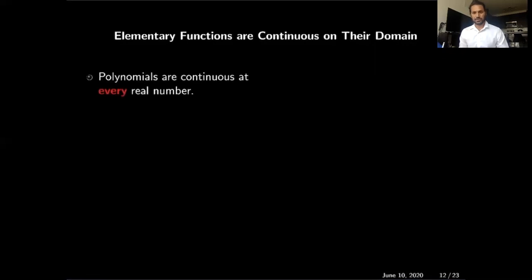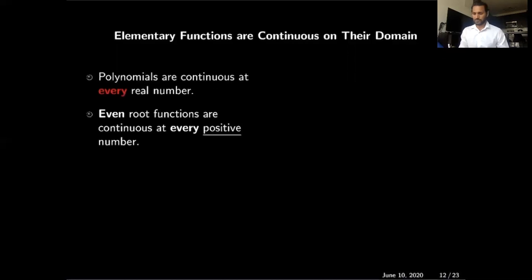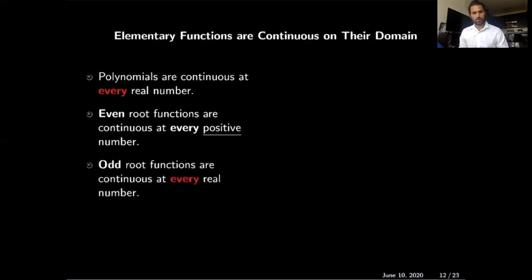Here I have some simple elementary functions and their domains listed. Polynomial functions are continuous everywhere, so their domain is minus infinity to infinity, or the interval of continuity is minus infinity to infinity. Even root functions, x to the power 1/2, x to the power 1/4, x to the power 1/8, are all even root functions. They are continuous for every positive real number, so 0 to infinity, and 0 is included. Odd roots, such as x to the power 1/3, x to the power 1/5, and so on, are continuous everywhere, minus infinity to infinity.